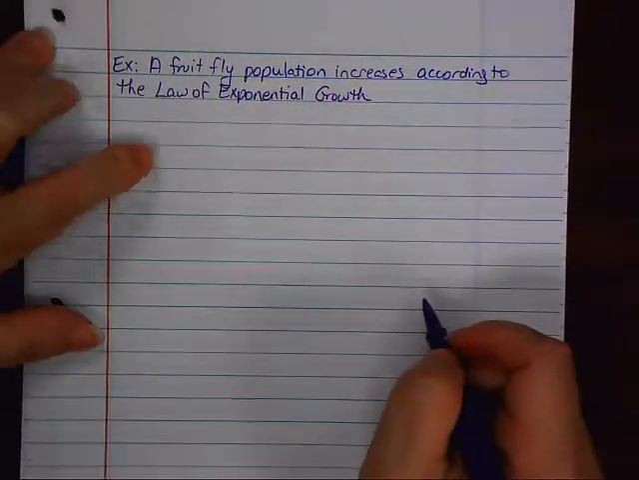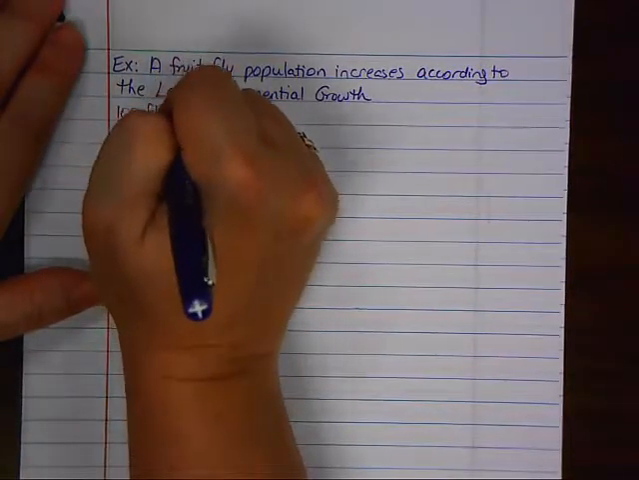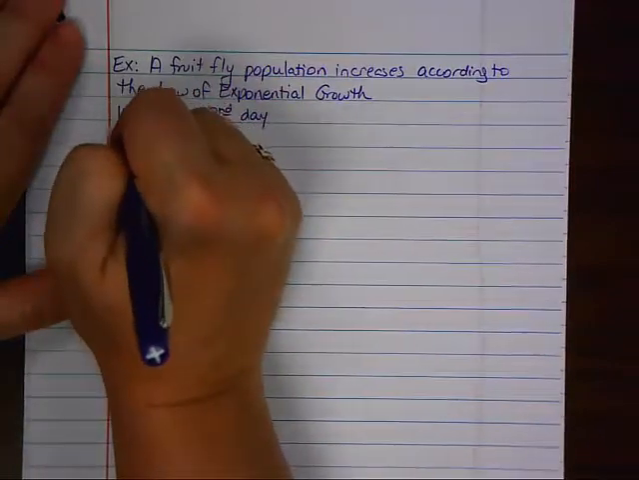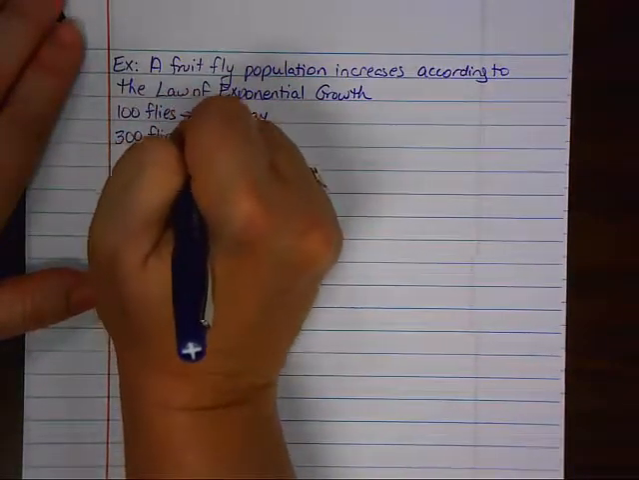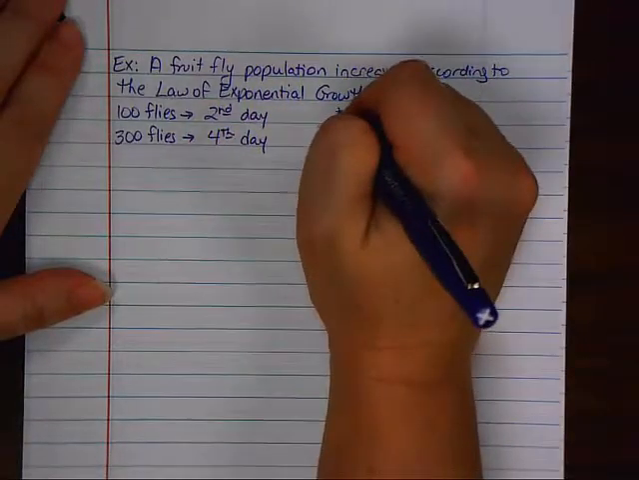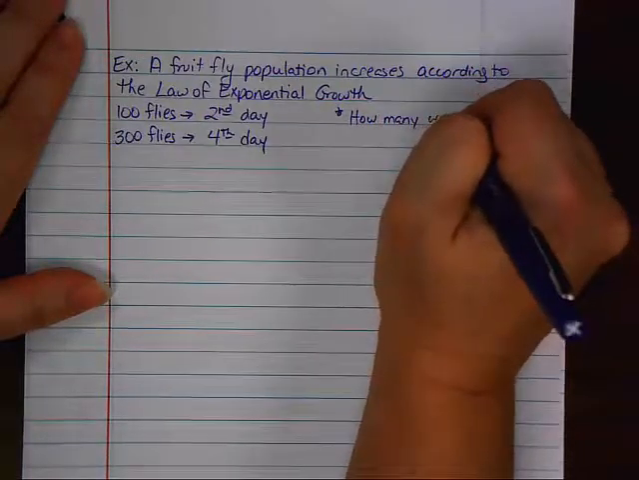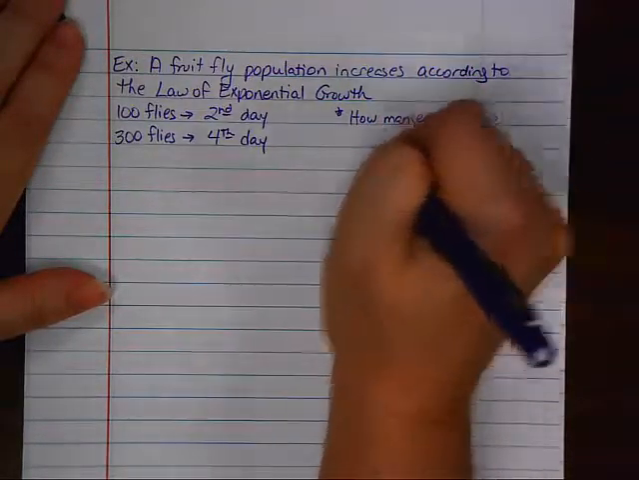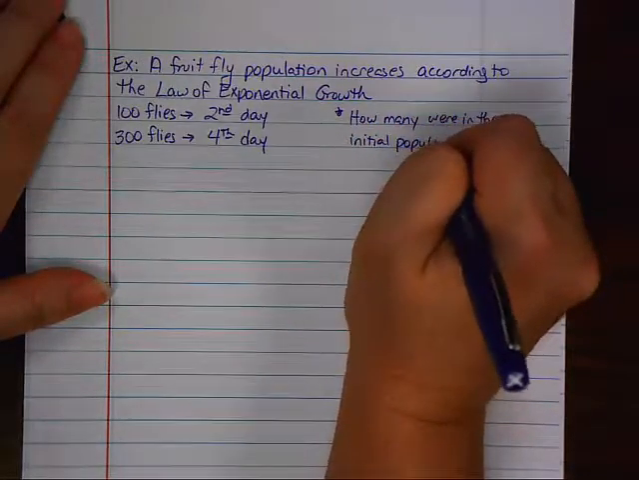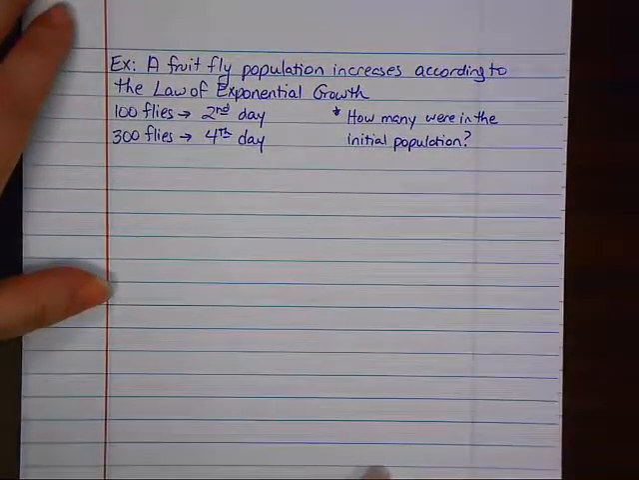Now I'm going to summarize the rest of it. There were 100 flies on the second day. There were 300 flies on the fourth day. The question is, how many were in the initial population? First day? That's the question I want to ask you. Okay, finish copying down, and then we'll discuss that.